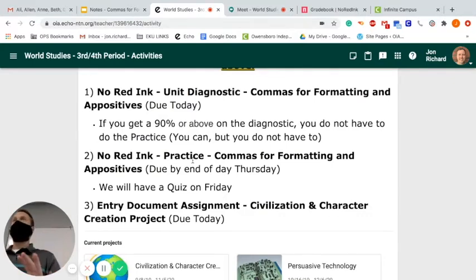Now, if you finish NoRedInk or you get a 90 or better, I'm going to have other options for you. So let's talk about those. If you finish early, you can find something to read. You can go to a news website and look at the news. I'll link News in 10. It's a news website that does daily news in 10 minutes.